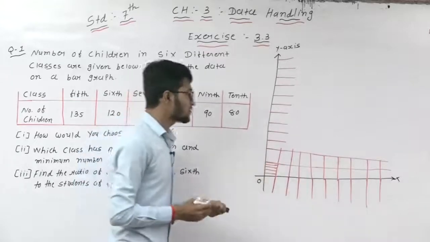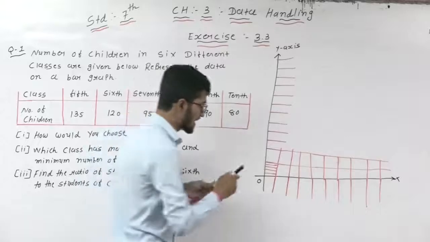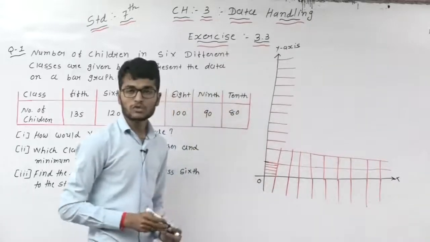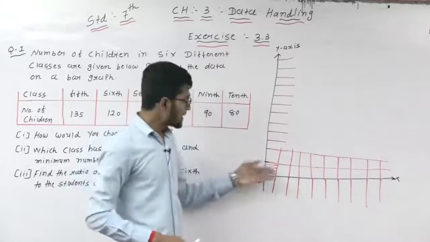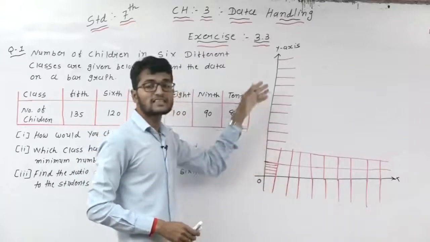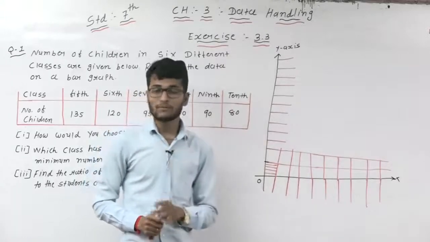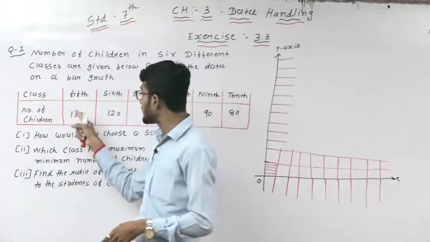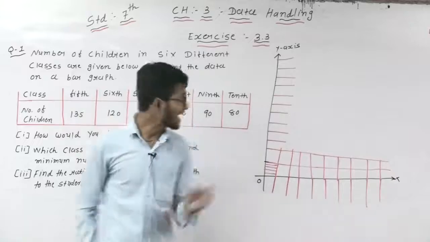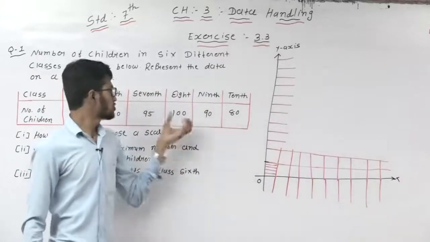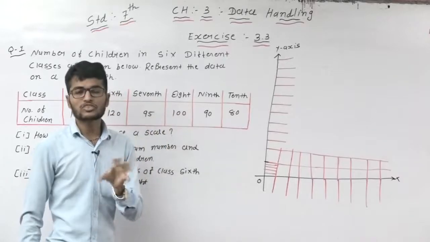Now it means scale. So what do you mean by scale? It means you start from 0 to which number first of all? If many graphs start 1, 2, 3, 4, 5, 6, 7, 8, 9, 10, then scale is equal to 1. But now your values are big: 135, 120, 95, 100, 80 and 90. So these are all multiples of 5 or zeros.